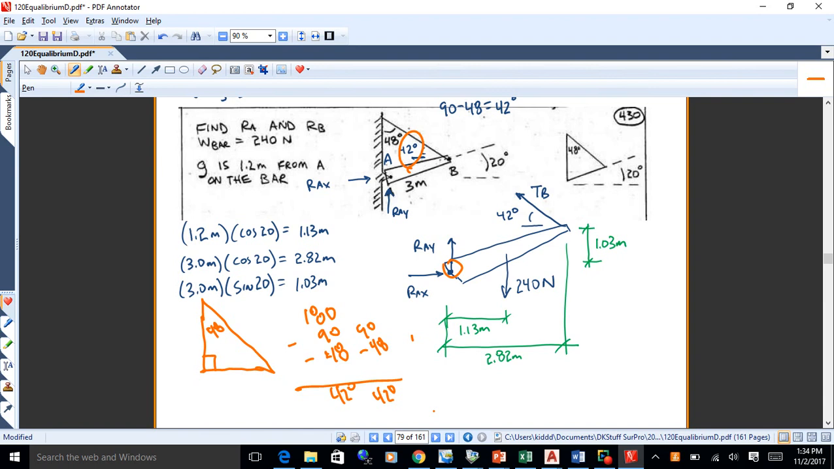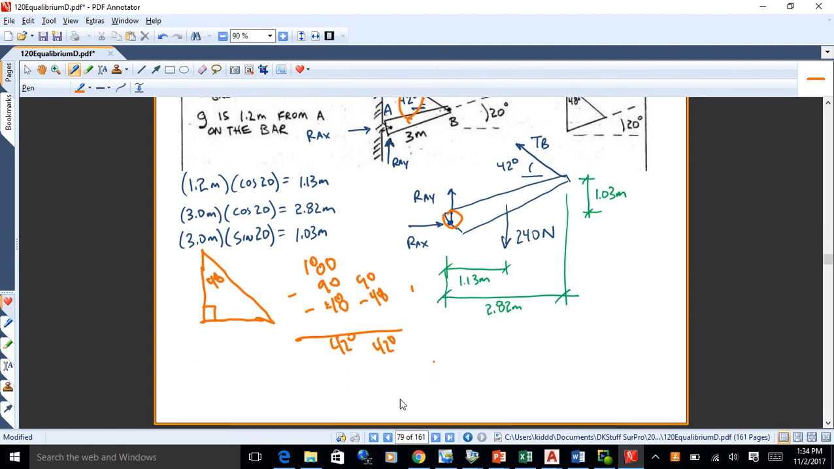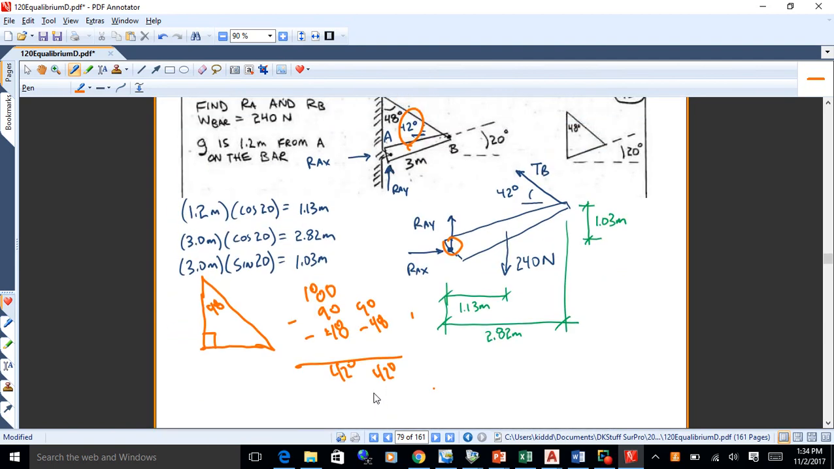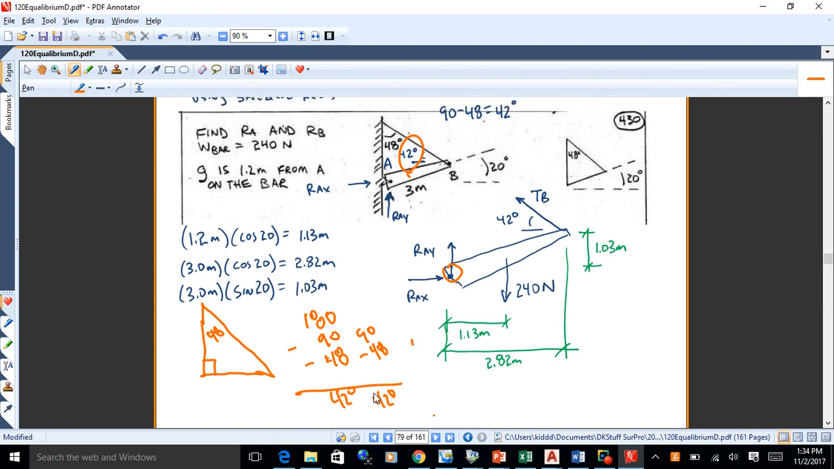Okay, so a moment equation about A. Can't remember what we're going to get out of that thing. 102, something like that, for the tension at B, 102. Okay, so X forces and Y moment arms, and Y forces and X moment arms. So that's how the moment equations work. Watch the directions. Clockwise negative, counterclockwise positive.